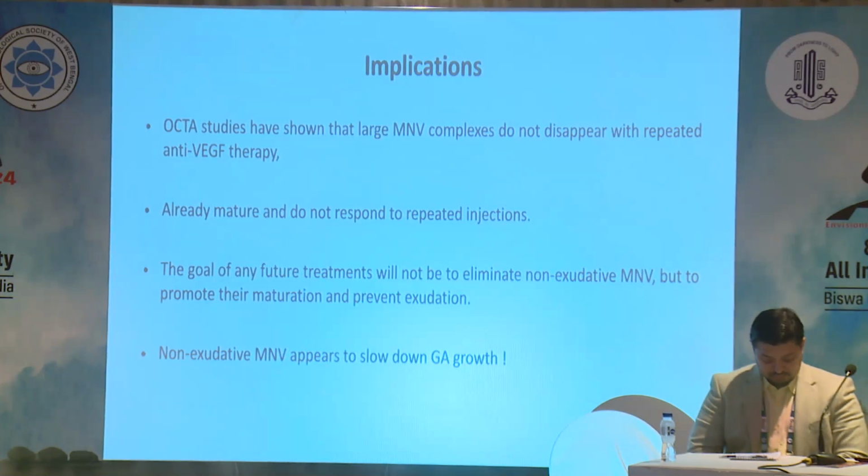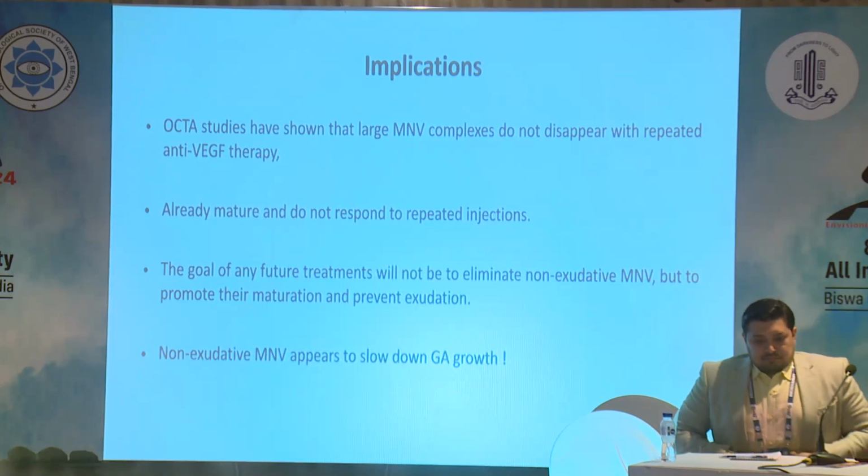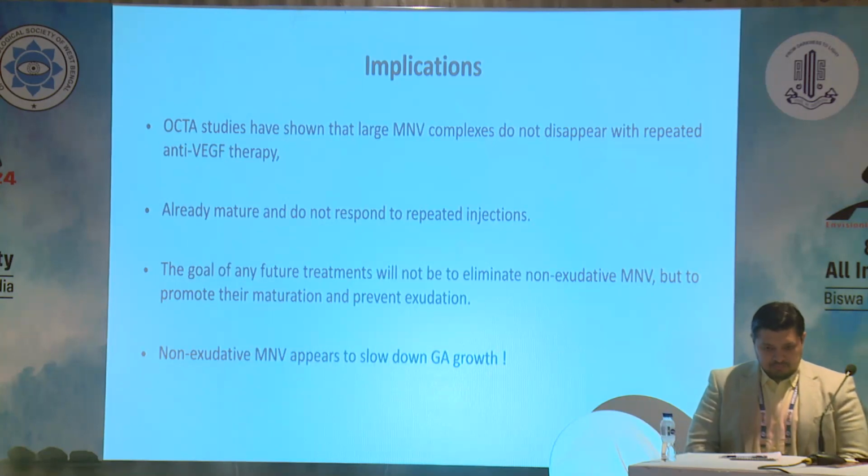So, just my final few slides. OCTA studies have shown that large MNV complexes do not disappear with any treatment. Hence, there is no need to give anti-VEGF agents. Sometimes these membranes are also protective. They prevent the development and the progression of geographical atrophy. Hence, there is no need for treatment, and most of these membranes are already matured also.